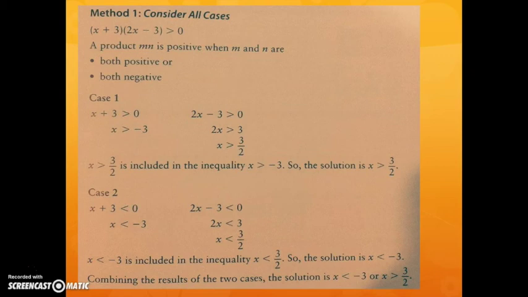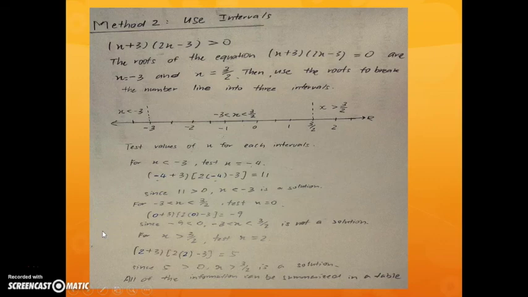However, combining the results of the two cases, the solution is x is less than negative 3 or x is greater than 3 over 2. For method 2, use the intervals. The roots of the equation (x plus 3)(2x minus 3) equals 0 are x equals negative 3 and x equals 3 over 2. Then use the roots to break the number line into 3 intervals. These are the 3 intervals. Then test a value of x for each interval.